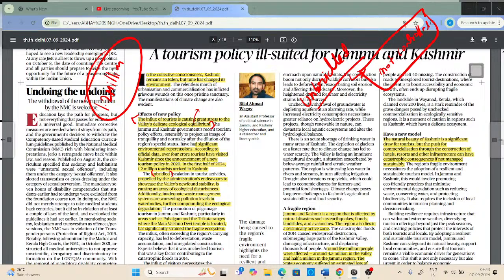The unbridled escalation in tourist activities, propelled by the administration's endeavors to showcase the valley's newfound stability, is causing an array of ecological disturbances. Additionally, inadequate waste management systems are also worsening pollution levels in water bodies, further compounding the ecological degradation. We cannot control tourists, that how many people will visit Jammu and Kashmir. A lot of people are visiting Jammu and Kashmir, and as rightly said by Nirmala Sitharaman during her budget speech, people will have more disposable income. So people are actually having more disposable incomes, that's why they are making a lot of travel now.